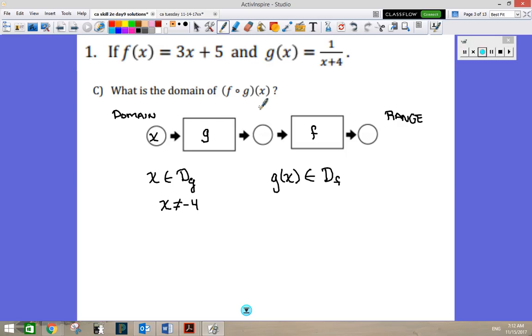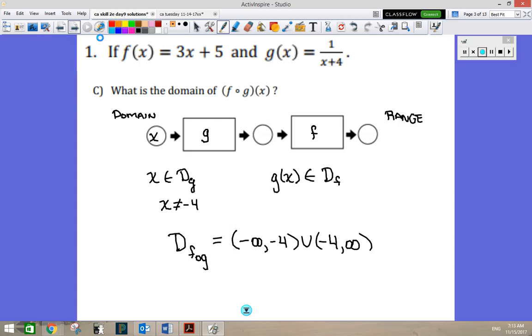So the domain of this composition, the only restrictions come from this function g, because f will accept any input, any real number that you want, and f will produce an output of a real number. So the domain for this function composition happens to be the domain of g. That may not always happen in every problem, but it will happen in every problem where this domain of f is all real numbers. There's our answer for part C.